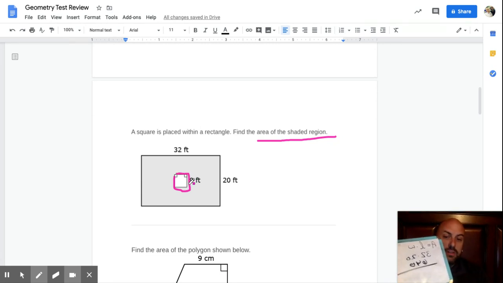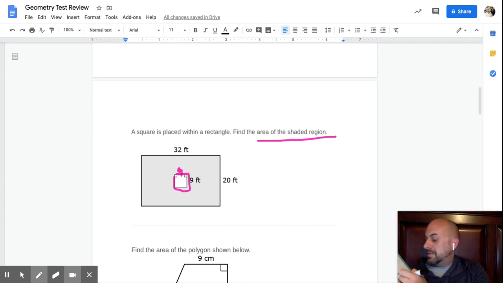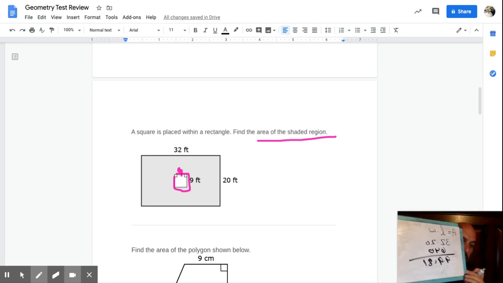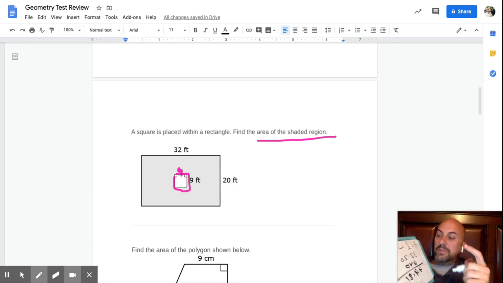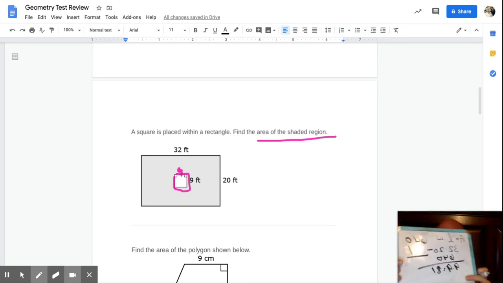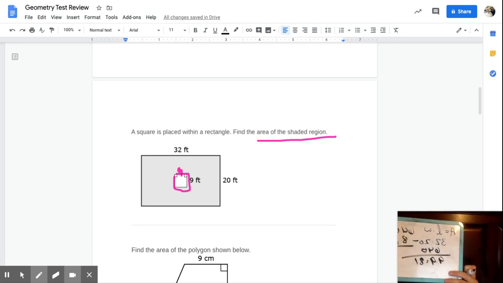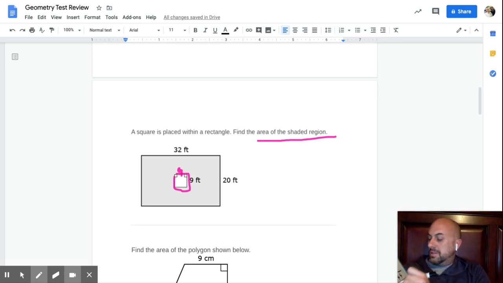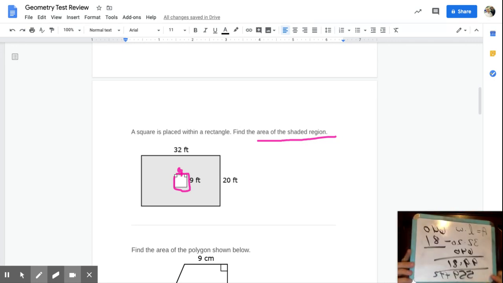And it's a square. And this side is 9. You may go, well, it doesn't give me the other sides. Yeah, it does. It's a square, so the other side is 9. And area is length times width for a square. So 9 times 9, which is 81. Now, since that was cut out, I'm going to take 640 minus 81. And I get 559 feet squared.